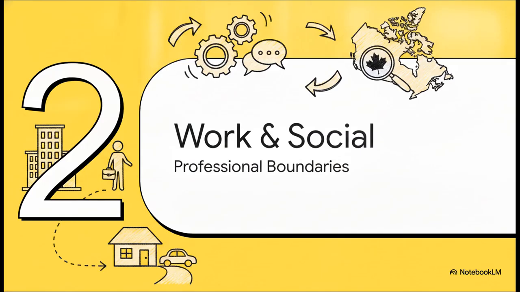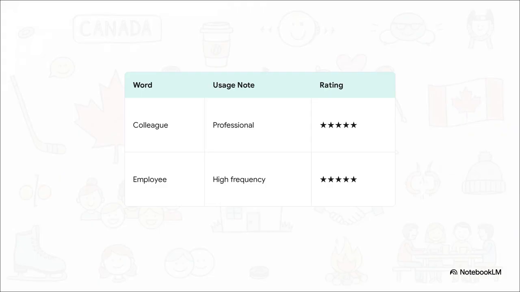Okay, let's shift gears to Section 2, Work and Social Connections. It's all about navigating professional boundaries. Let's compare 2 5-star workplace nouns, colleague and employee. Now, while coworker is perfectly fine for a casual chat, colleague is your absolute go-to word for formal writing. It sets a much more professional tone. So if the exam asks you to write an email, you might want to mention a former colleague or a senior colleague. Employee, on the other hand, well, that's your high-frequency baseline word. Think full-time employee or employee of the month. The main takeaway? Always default to colleague when you want your English to sound highly polished.